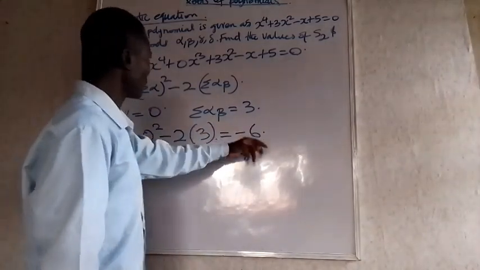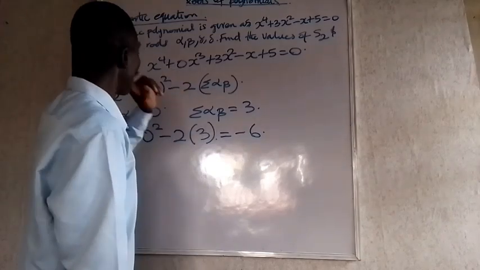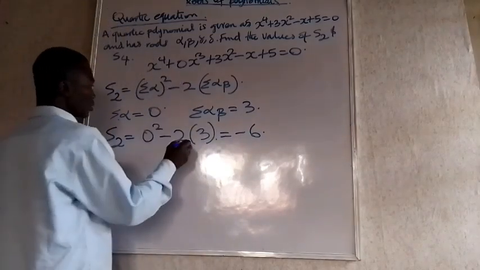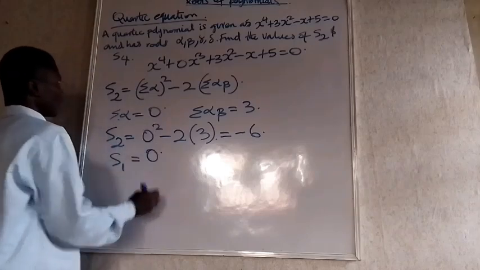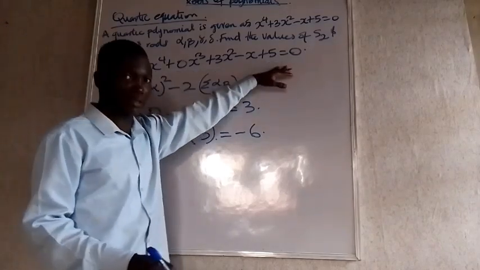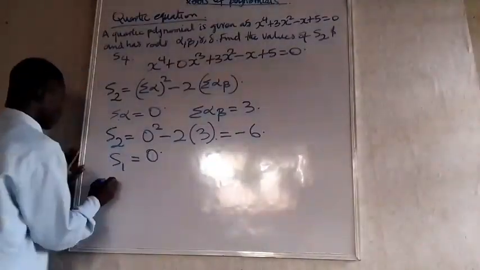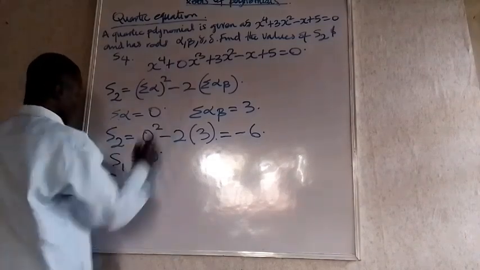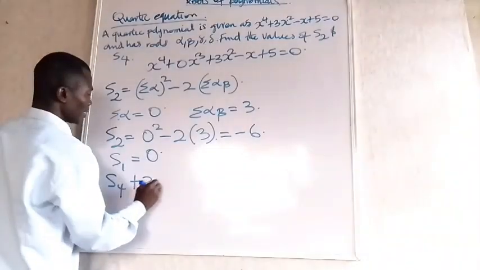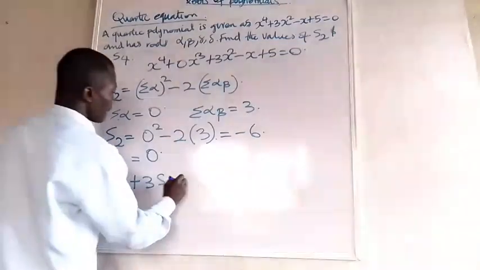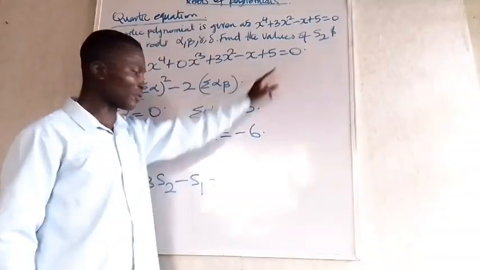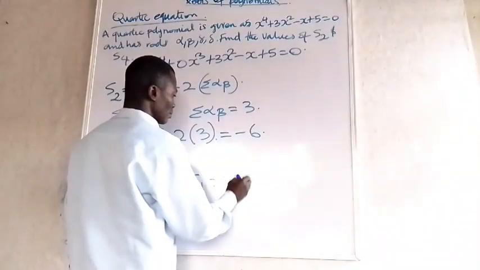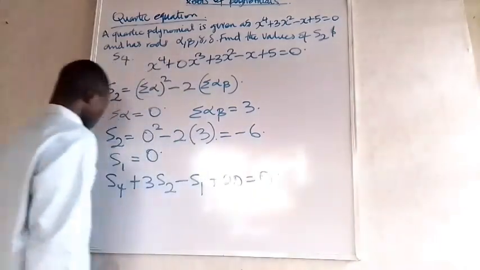Now that I have S2, I know S1 too. S1 is also equal to 0. From that, I can work on this equation here. So I have S4, plus 3S2 minus S1 plus, you have to multiply the constant by 4, 20 is equal to 0.